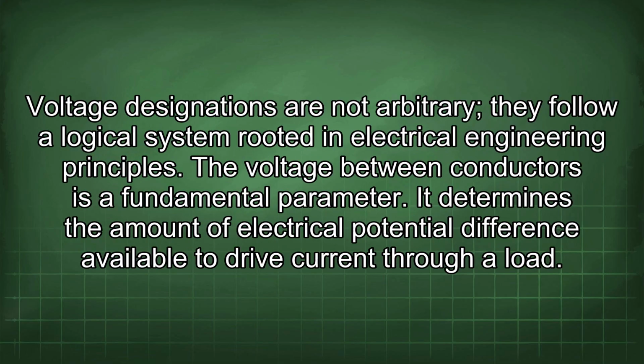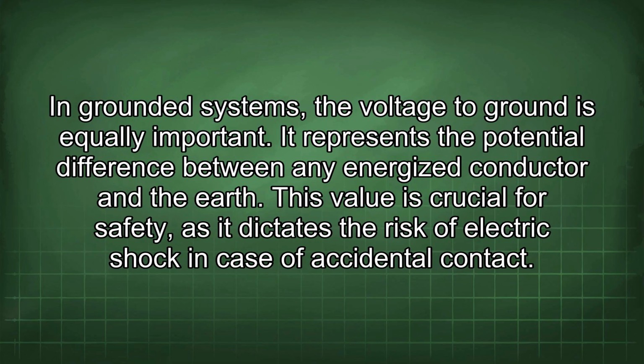Voltage designations are not arbitrary, they follow a logical system rooted in electrical engineering principles. The voltage between conductors is a fundamental parameter. It determines the amount of electrical potential difference available to drive current through a load. In grounded systems, the voltage to ground is equally important. It represents the potential difference between any energized conductor and the earth. This value is crucial for safety as it dictates the risk of electric shock in case of accidental contact.